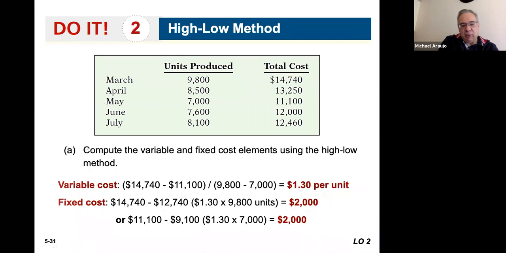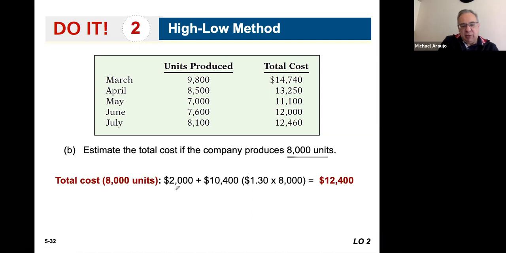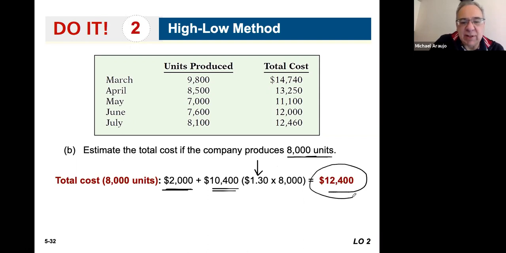So if they did produce 8,000 units, right, it would be the fixed cost plus the variable. So we have that $2,000, which is your fixed cost, period. And then you have 8,000 units at $1.30 per unit, variable cost, $10,400. Adding those together, your total cost to produce 8,000 units is $12,400. Okay, and that is your high-low method in a nutshell.